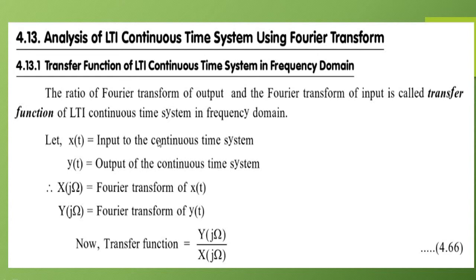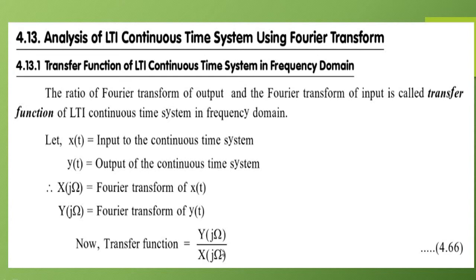Let x of t be the input to the continuous time system and let y of t be the output which you get in response to this particular input x of t. Now X of j omega is the Fourier transform of x of t and Y of j omega is the Fourier transform of y of t. So altogether we define the transfer function as Y of j omega by X of j omega. The ratio of the Fourier transform of the output and the Fourier transform of the input is called the transfer function.